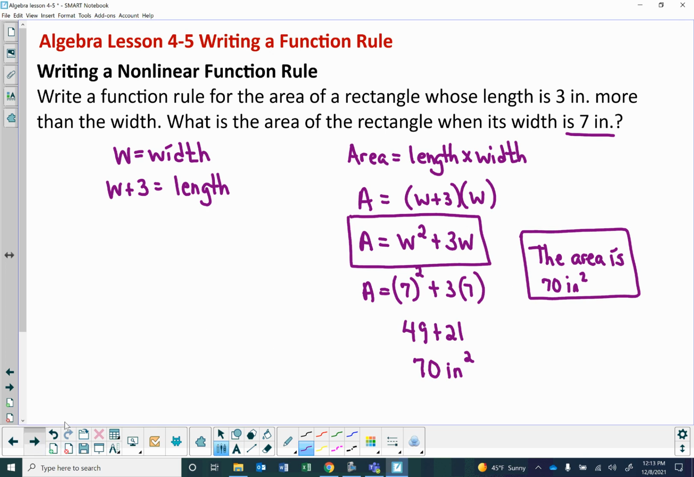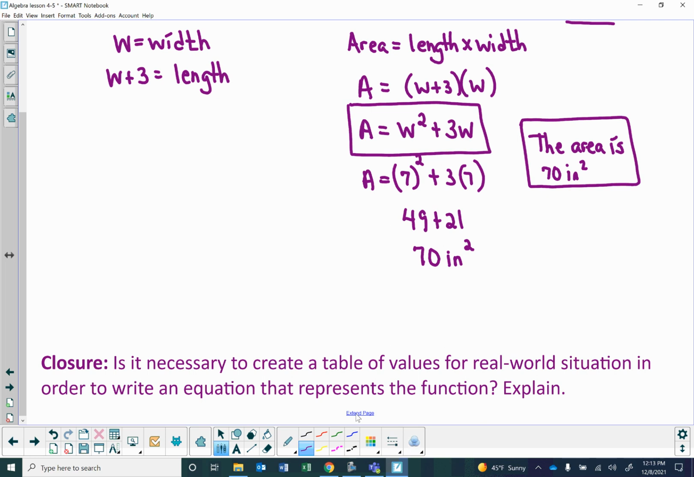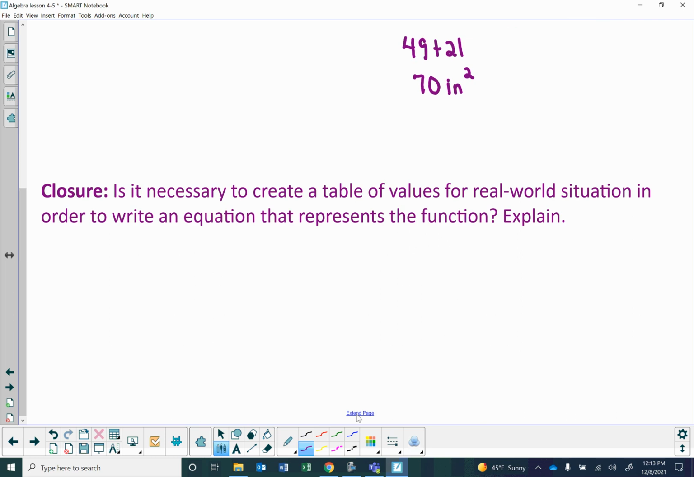And our closure question for this lesson, which I lost. There it is. Is it necessary to create a table of values for a real-world situation in order to write an equation that represents the function? And explain. You should be able to explain that one pretty easily.